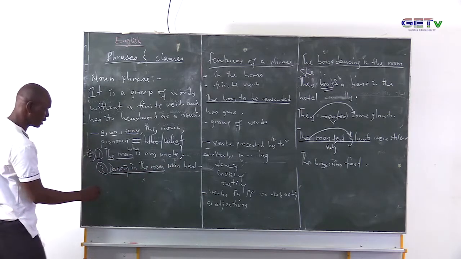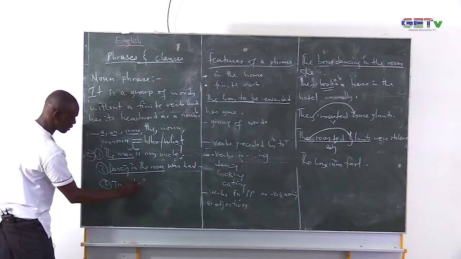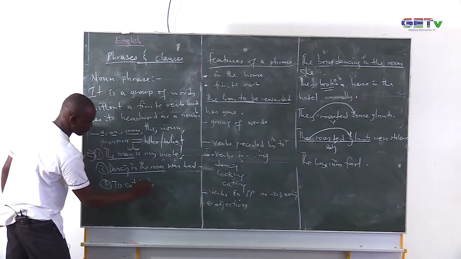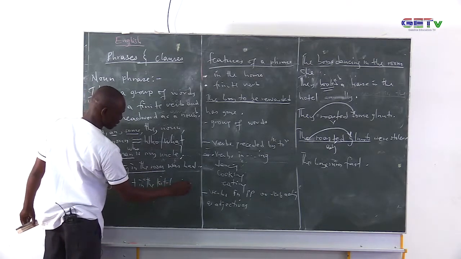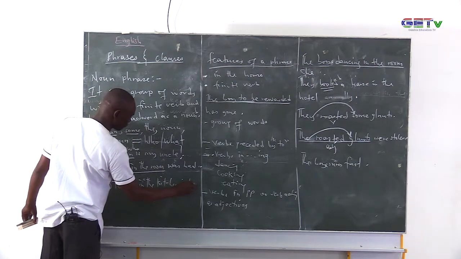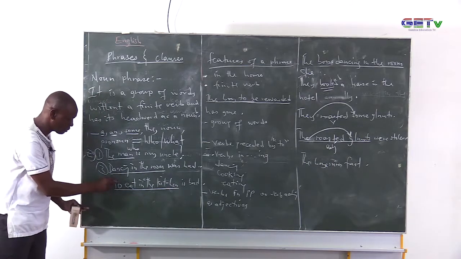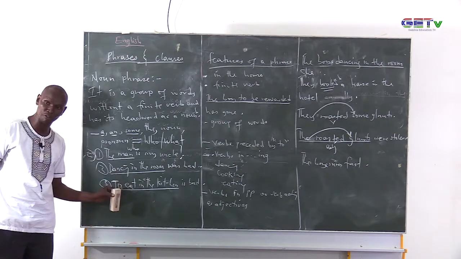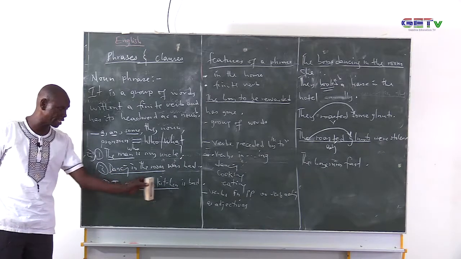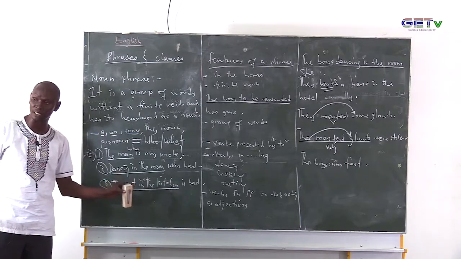If for instance we have another example three, we say, to eat in the kitchen is bad. Is bad, fine. Now the idea is now to eat in the kitchen, assuming we have it this way. Already we talked about non-finite verbs, but by looking at these two, you know each of them is having a non-finite verb here. This is the gerund, this is the verb preceded by to. It's an infinitive. So therefore, to eat in the kitchen is, what is bad? To eat in the kitchen.